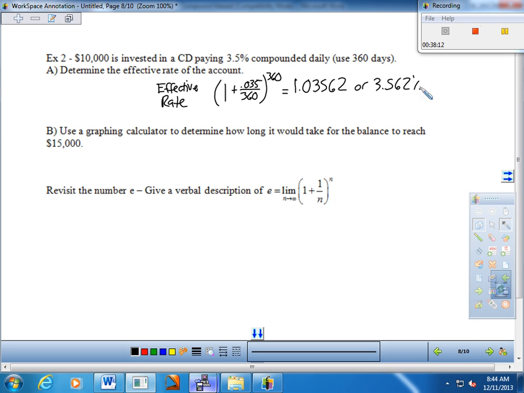Okay, very nice. Now the next piece, of course, is to solve something like this right here. Let's see what we have going on. Now we're going to talk about the $10,000.